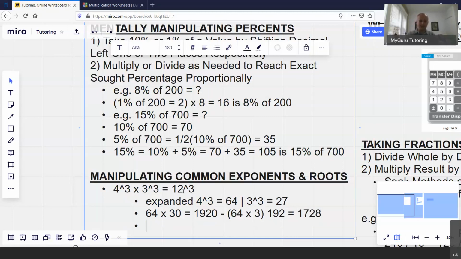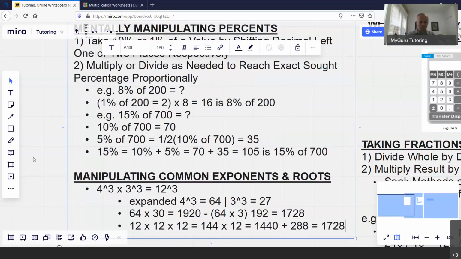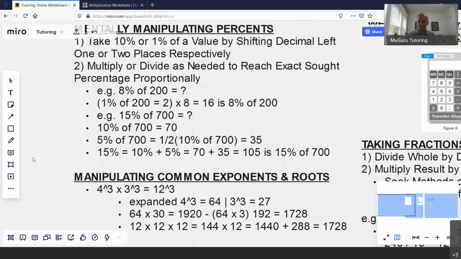And 1728, sure enough, if we did 12 times 12, well, that's going to be 1440 plus 288, and of course, that's 1728. You can see mental manipulation will work even for exponents and roots.